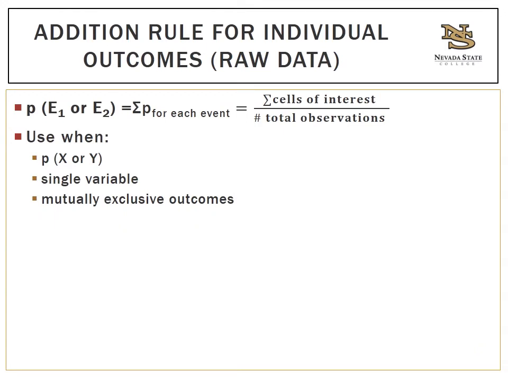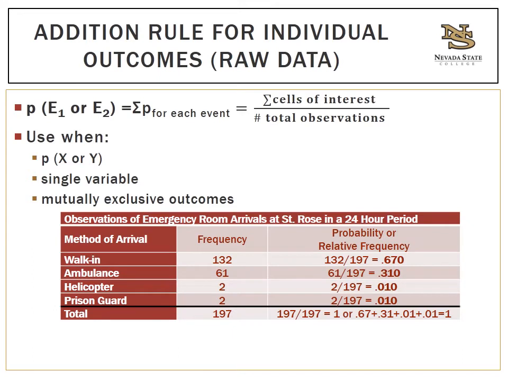So when you're looking at a single variable, like method of arrival, with outcomes that cannot overlap, and the word "or" is involved, then you know you're probably looking at the addition rule for individual outcomes. Data used for the addition rule for individual outcomes is usually mutually exclusive events where there's no overlap, because a single patient cannot arrive in multiple ways. So here's that table again, and you'll see that in most cases, empirical probability is used to anticipate events, like predicting the probability or likelihood of future outcomes.